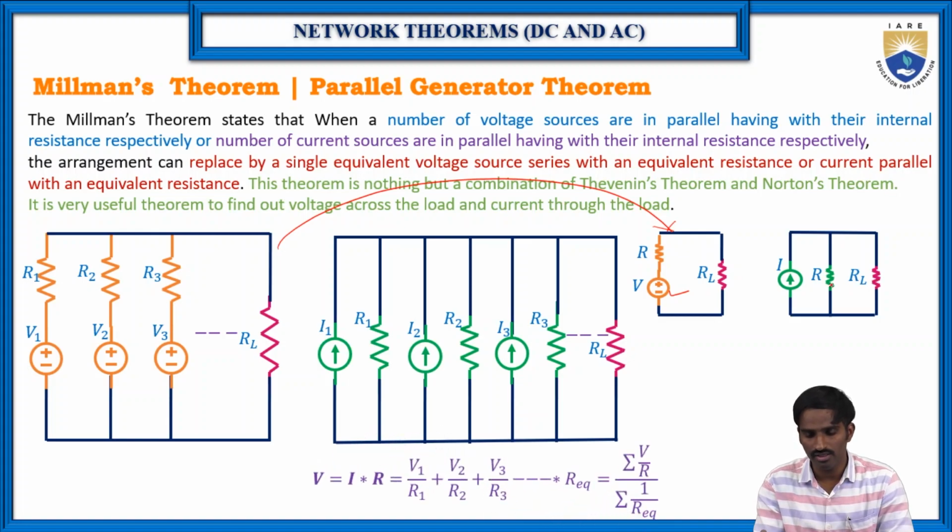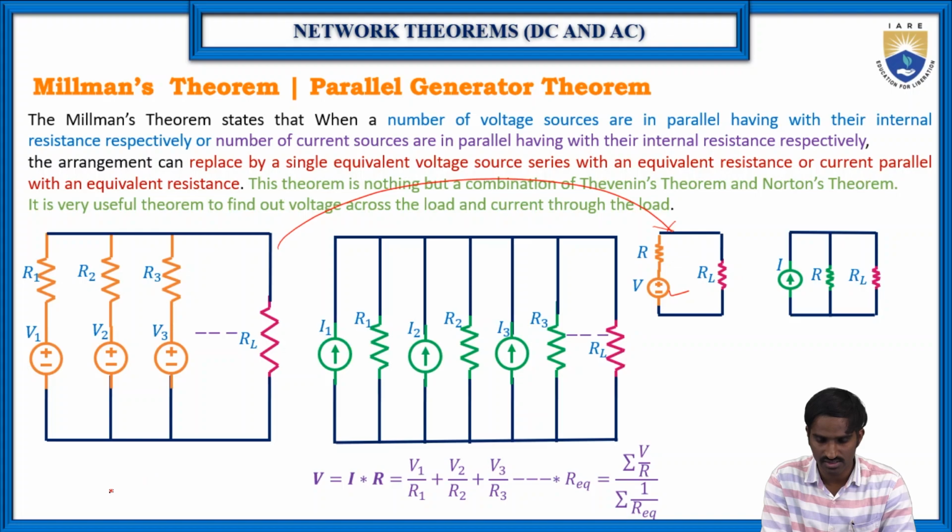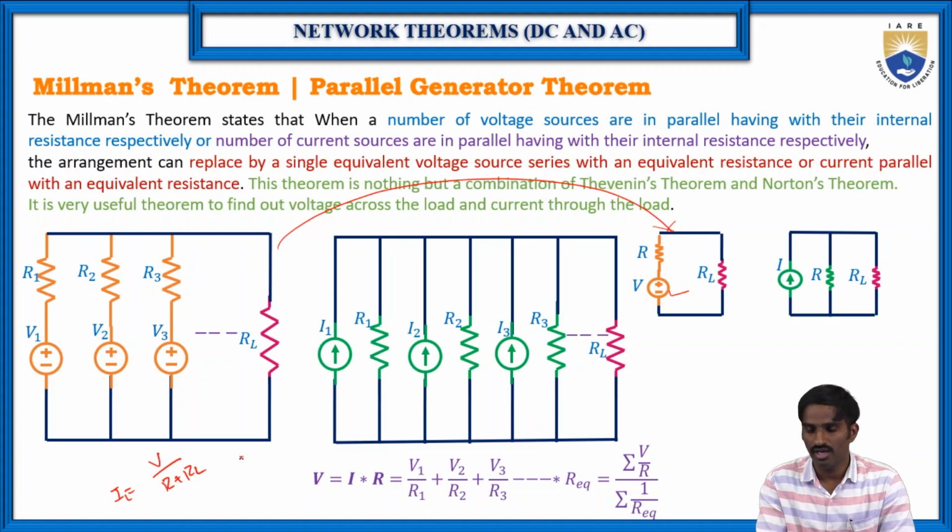So already we know how we can find the current flowing through this circuit, the current flowing through this RL, of course by using the voltage division rule. You can find the voltage across the RL, and I means the current flowing through the load, IL, which is equal to V by R plus RL. And here by using the current division rule we can find it, right?